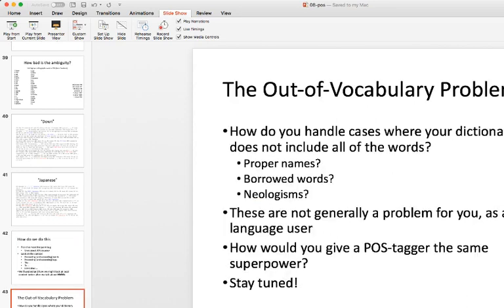So you've got a problem, and that problem is the out-of-vocabulary problem. How do you handle cases where your dictionary does not include all of the words? This is often the case with proper nouns. It's really hard to list all the proper nouns. It's also the case with borrowed words. People borrow words all the time. It's hard to list all of them. And people are always making up words too, neologisms. So for you, these are not a problem. You deal with these all the time. How would you give a POS tagger the same superpower that you have?